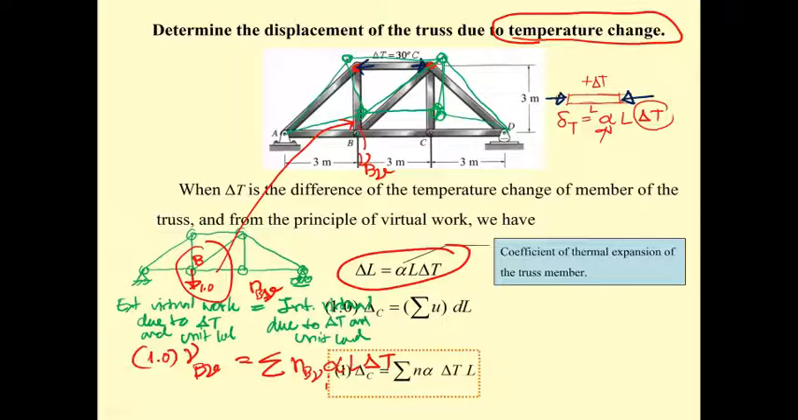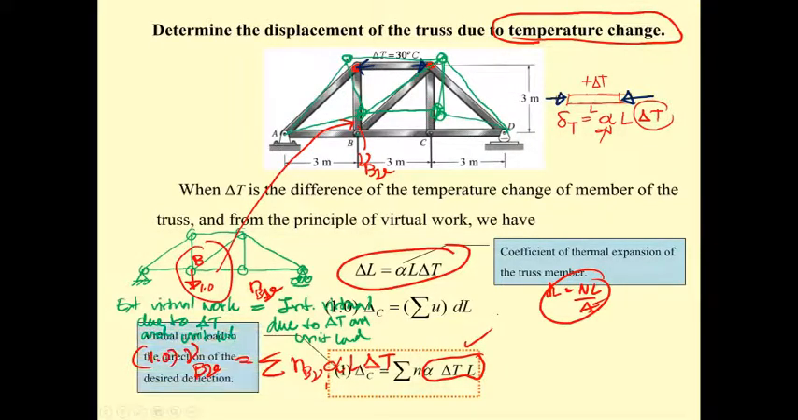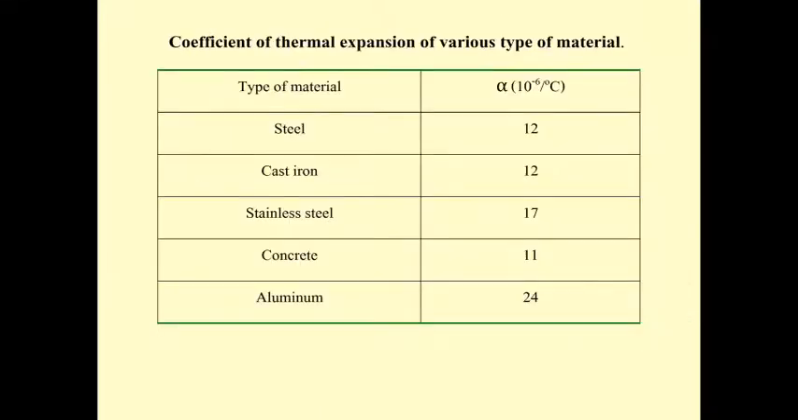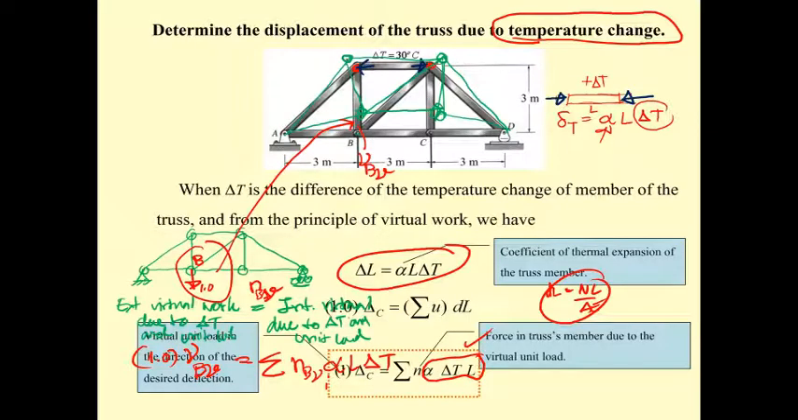Okay, this time the dL is in this form, unlike before. Before that, dL was nL over AE, which is due to the load. Now this is due to the temperature change. Part of this equation is due to the unit load, the 1 and the small n, and part of this equation is due to the actual load, the deflection and the temperature change.